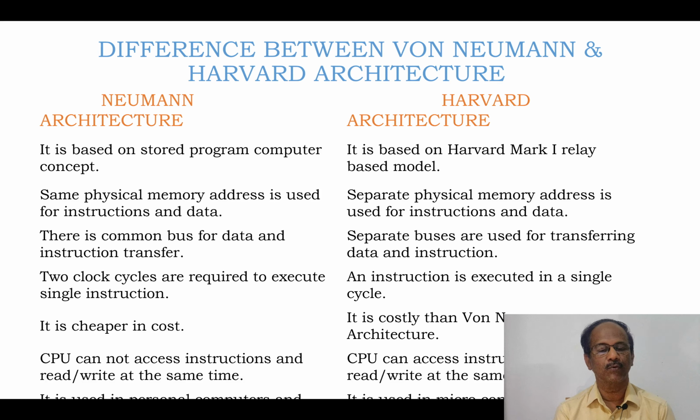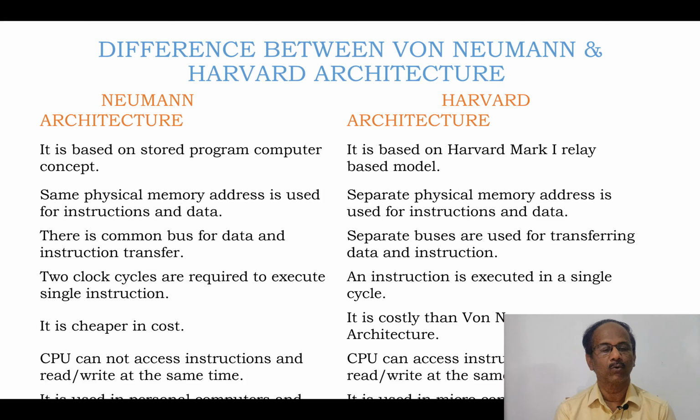A common bus is used for data and instruction transfer in von Neumann architecture because only one takes place at a time, whereas in Harvard architecture, because simultaneous access is there, separate buses are used for transferring data and instruction. In von Neumann architecture, two clock cycles are required to execute a single instruction: one clock cycle for fetching the instruction and a second clock cycle for fetching the data. So two clock cycles are required at minimum, whereas with Harvard architecture, we can execute the instruction in a single clock cycle because simultaneous access is possible.